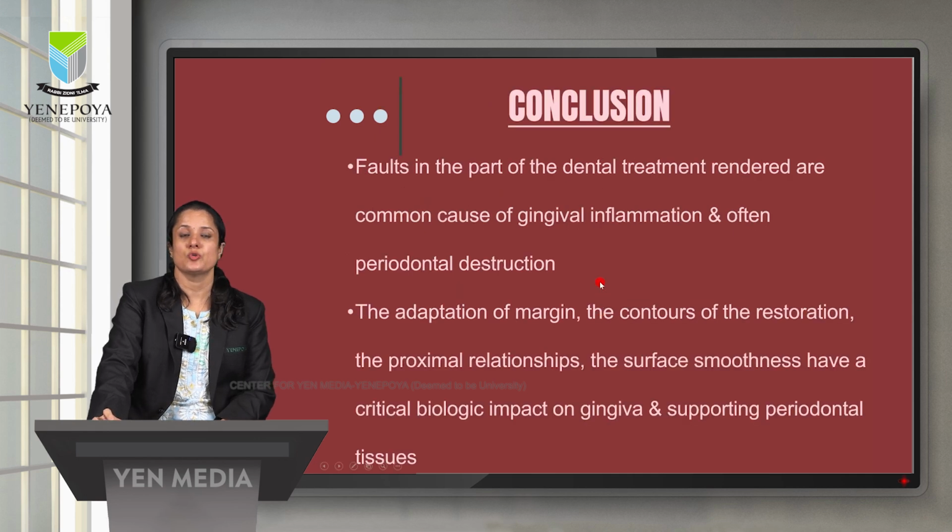I would like to conclude by saying that faults on the part of the dental treatment rendered are a common cause of gingival inflammation and often periodontal destruction. The adaptation of margins, the contours of restorations, the proximal relationships, and the surface smoothness have a critical biological impact on the gingiva and the supporting periodontal tissues. So it is imperative for clinicians to perform these dental procedures very judiciously so that they do not harm the adjoining tissues.